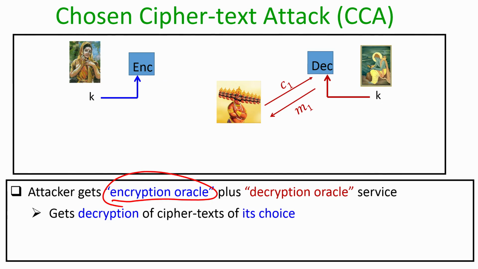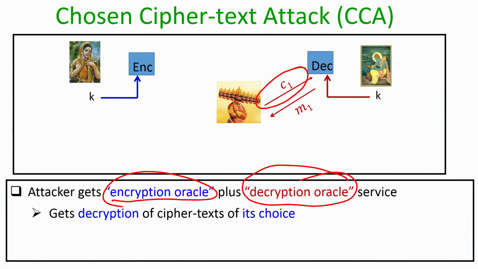What I mean by the decryption oracle service is that it can submit any ciphertext of its choice, because the adversary might already be aware of what could be the candidate ciphertext that your encryption process might produce. So, it can come up with any candidate ciphertext and submit it. It can influence the receiver to decrypt those ciphertexts for the adversary, and in response the receiver is going to decrypt those ciphertexts and send back the corresponding plain text to the adversary.